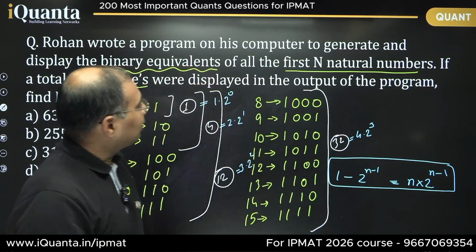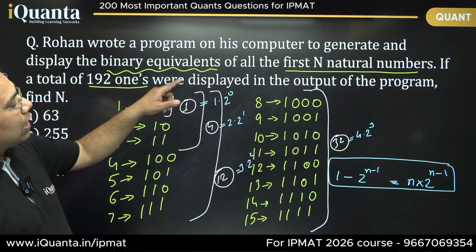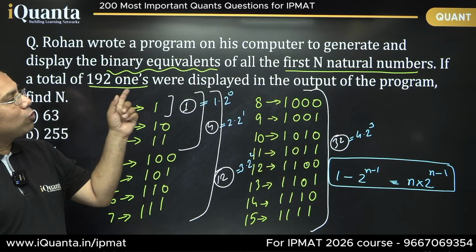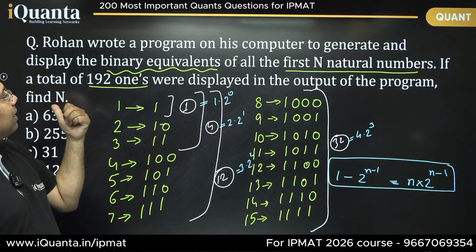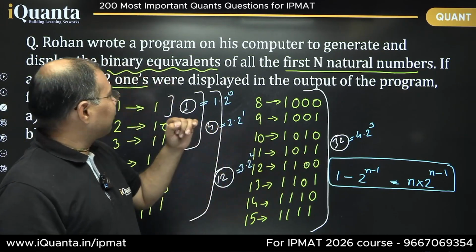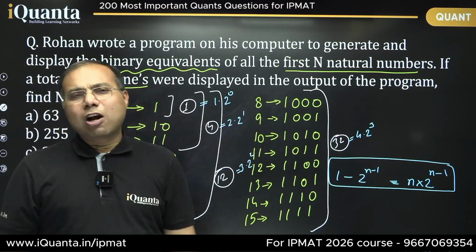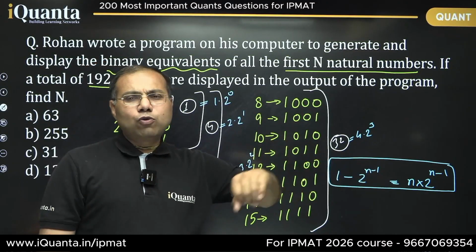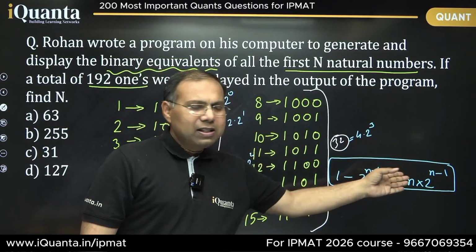Now in this question, it is given that if a total of 192 ones were displayed in the output of the program, find the value of n. So we need to find out that last number. What was that last number, if this total of 192 ones have been written? Let's identify 192. Does it fit this category or not?